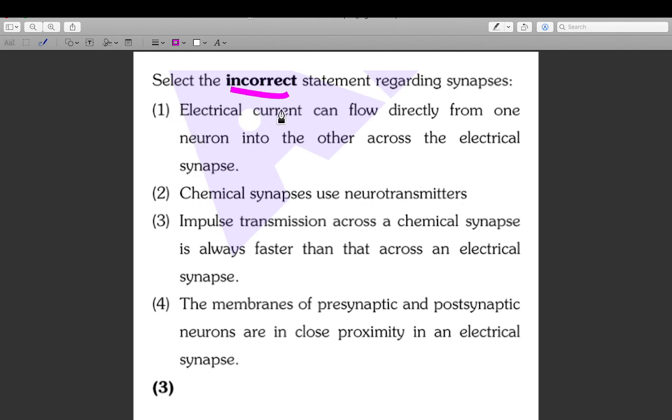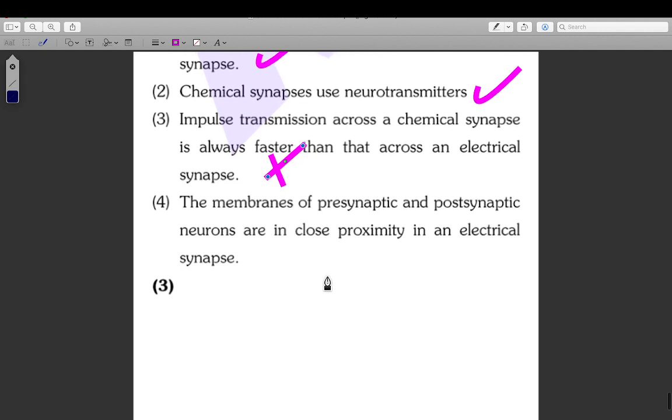पहला वाला option, electric current can flow directly from one neuron to the other across the electrical synapse. This is a correct statement and not your answer. Chemical synapses use neurotransmitter. This is correct and not your answer. Impulse transmission across a chemical synapse is always faster than across an electrical synapse. This is wrong. Electrical synapse में faster होता है because वो directly transfer हो जाता है. The presynaptic and postsynaptic membranes are in close proximity in an electrical synapse. This is correct. So again, your incorrect option is option 3 and you have to correct that.